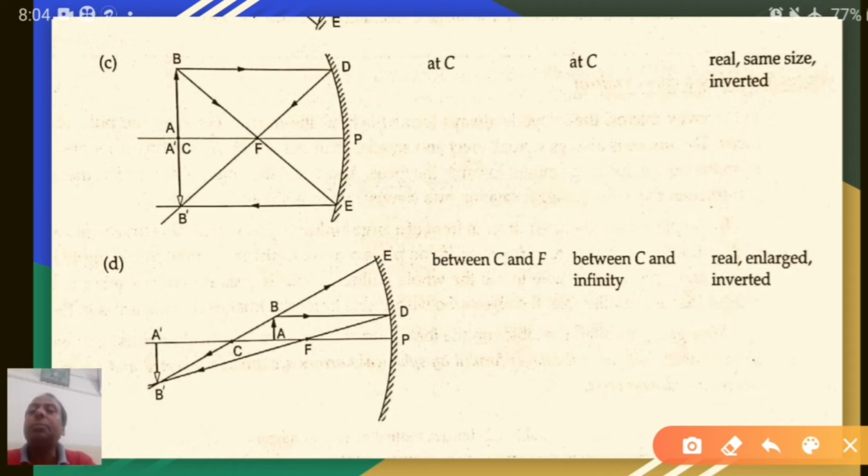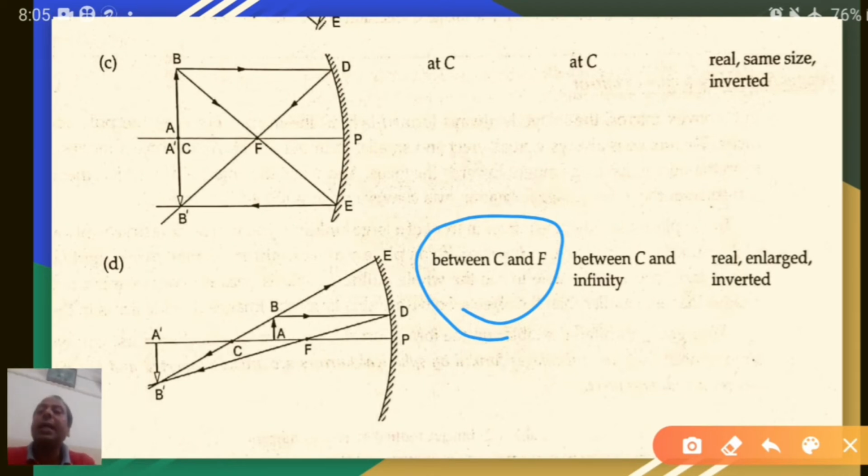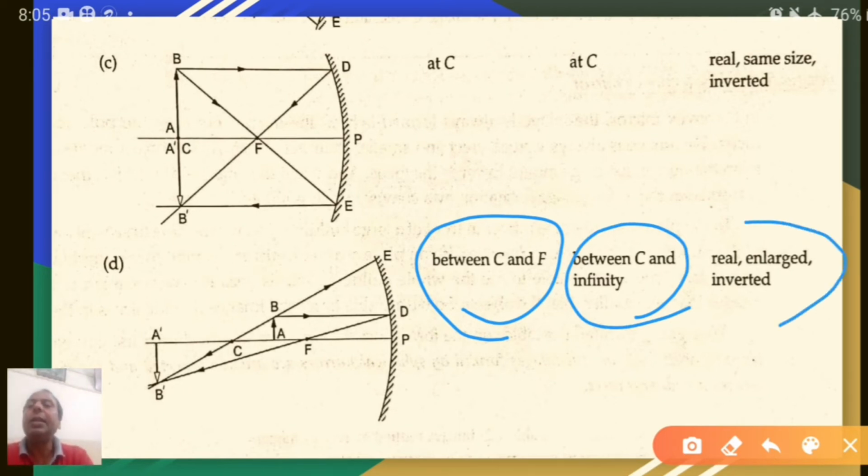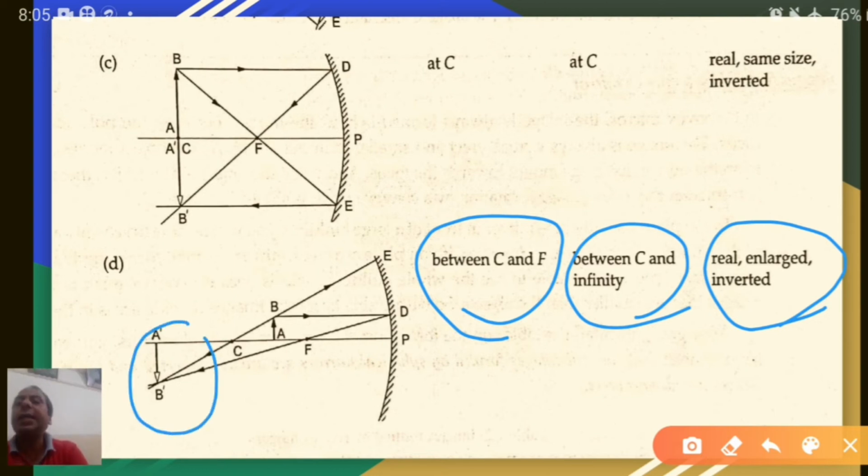Now the next position of the object: when the object is between C and F, the image will be formed between C and infinity, meaning beyond C at any measurable distance. What will be the nature of the image? Real, enlarged and inverted. A dash B dash is the image.